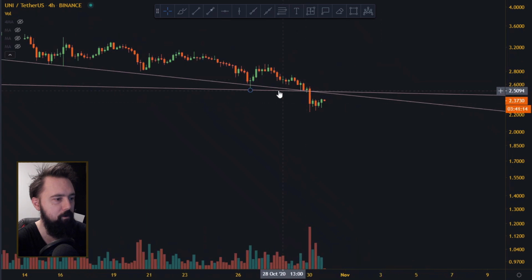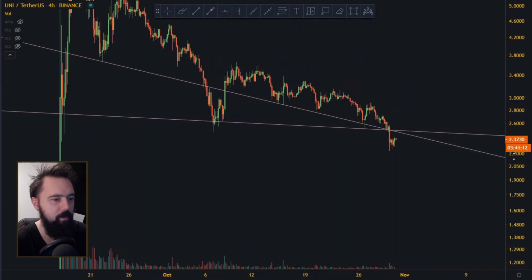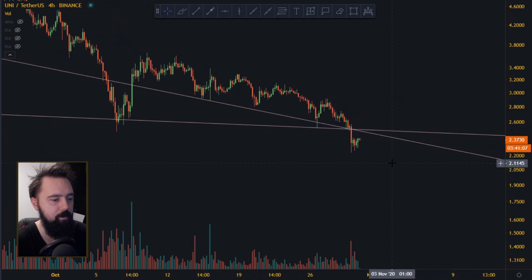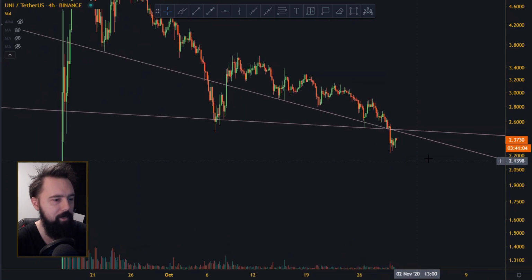So this is an important dump, and this is a really important line. So we're gonna keep that in mind. It didn't dump here, but once it broke over here, it really dumped. So I think that might be it.